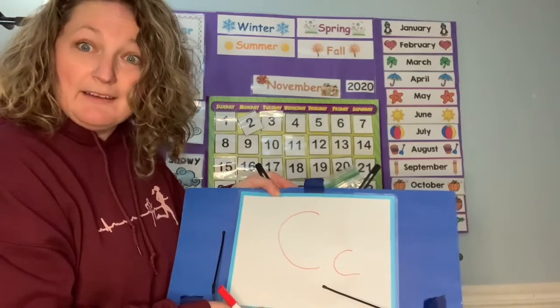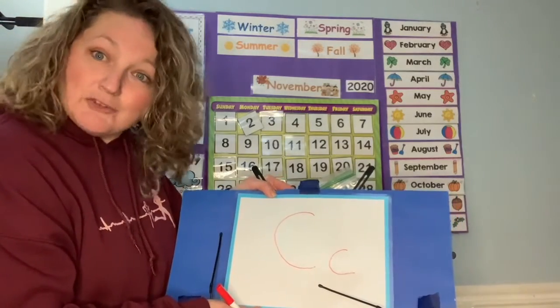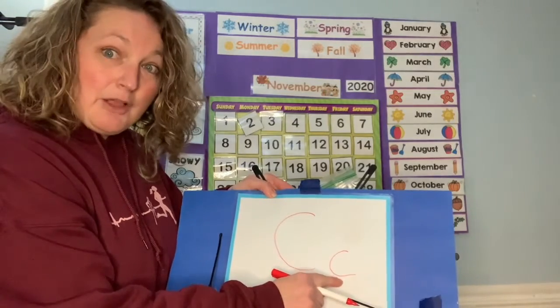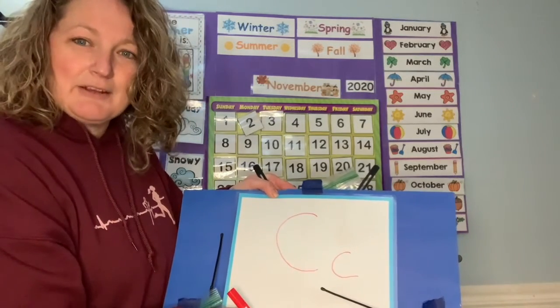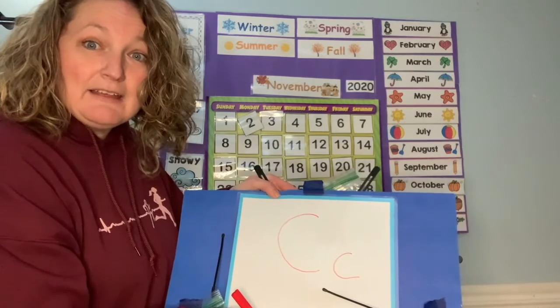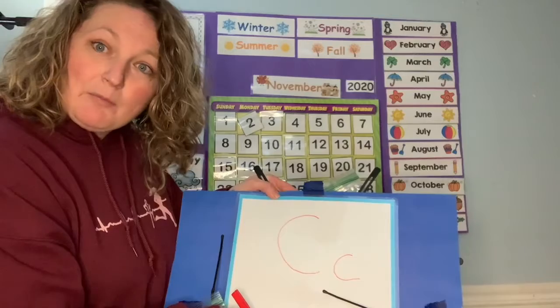I just remembered you have your whiteboards. Could you go get it? Go get your whiteboard and try the letter C, a capital and a lowercase. I bet you're going to do a great job. You know what else I would really like you to try today? Practice your name on that whiteboard.